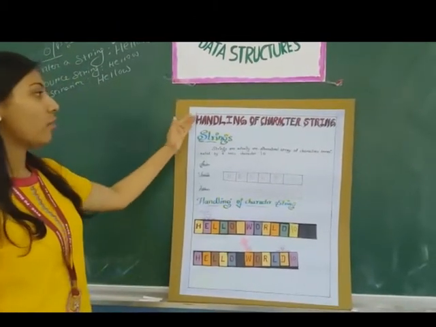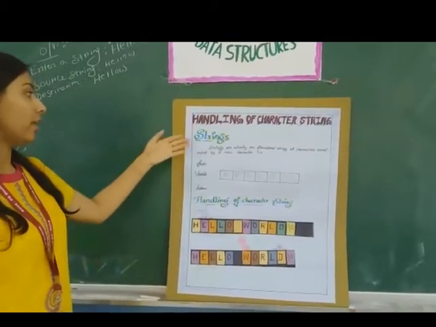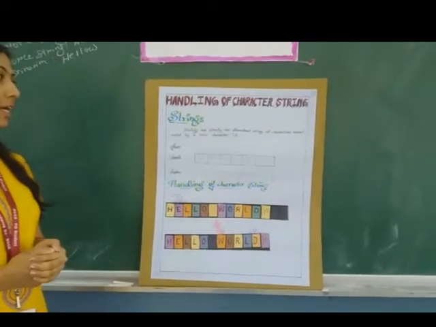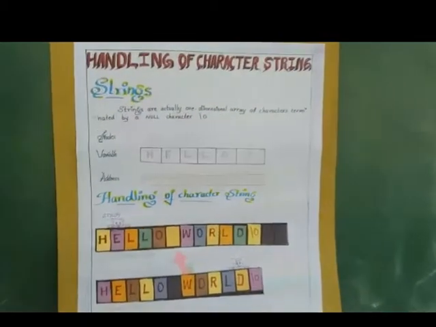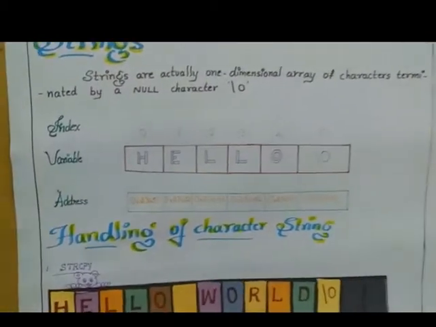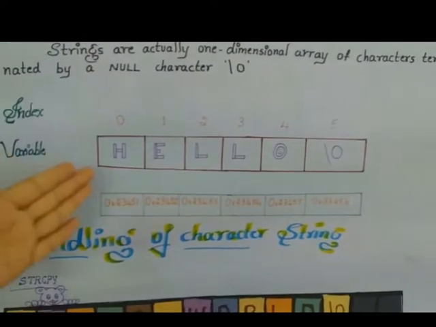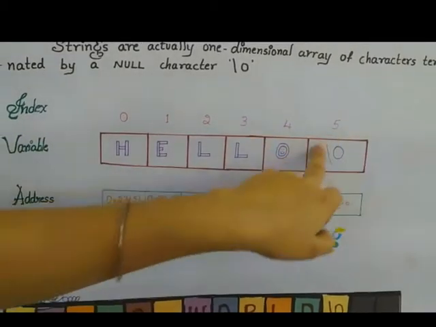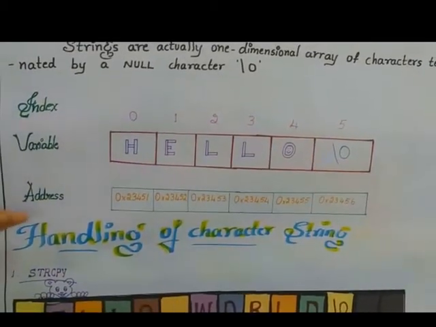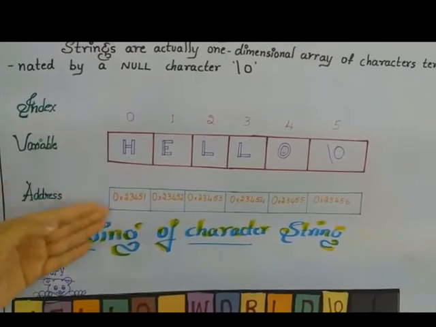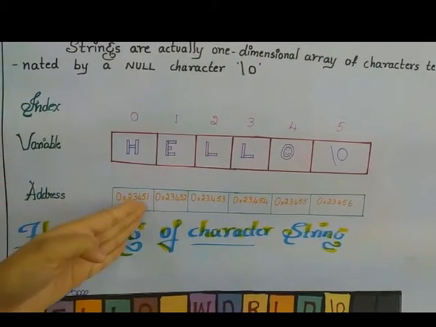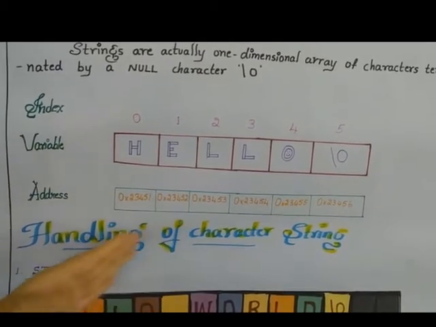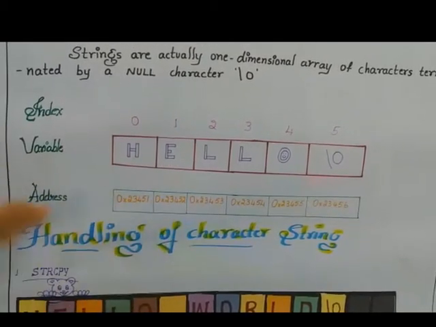Handling of character strings. I explained what a string is. A string is a sequence of characters that is enclosed within double quotation marks and terminated by a null value. Then I take one string variable, that is hello. The index values are 0, 1, 2, 3, 4, 5, with index 5 holding the null value. Now coming to the address part. Suppose H holds the address 0x23451. E holds the address 0x23452. It increases by 1 byte because it holds a character value.